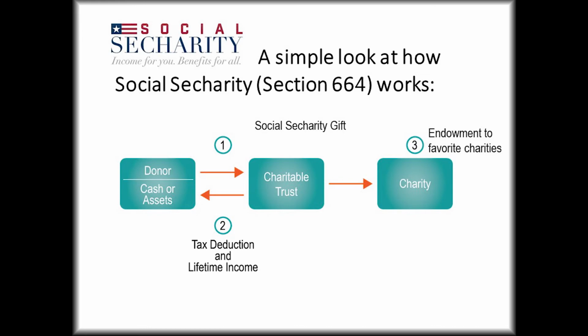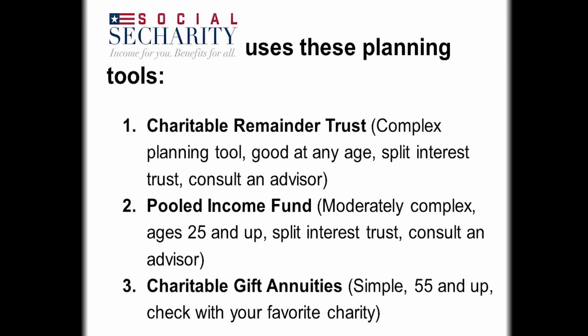Social SeCHARITY uses these planning tools. Charitable remainder trusts are fairly complex planning tools. They're really good at any age, depending on how they're designed. They are called split interest trusts as well, a little bit complex in the planning and drafting stage. And so consultation with an advisor who is versed in these charitable remainder trusts and in the complexities of how they're used is an important part of this process.